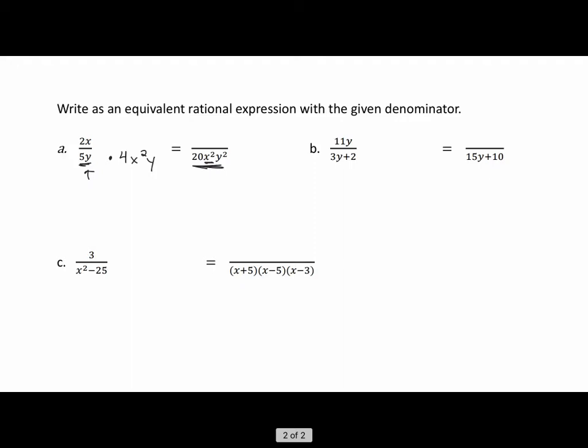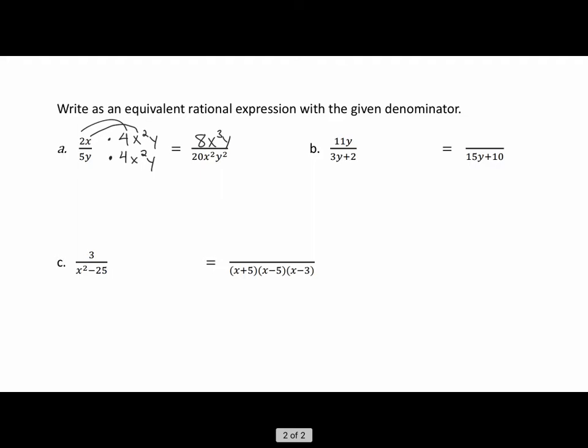Now we just need to look at the numerator and multiply the same thing. So 4x squared y. Okay, so for the number factors, 2 times 4 is 8. x times x squared is x cubed. And times y will be y. So here we have an equivalent fraction, a rational expression, that has the denominator that we want.